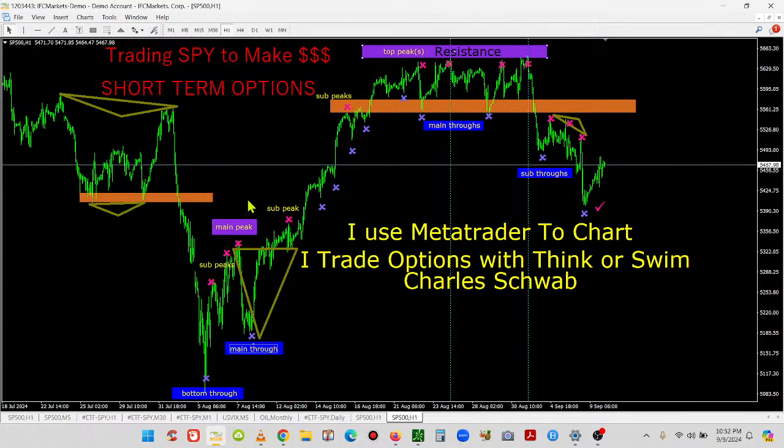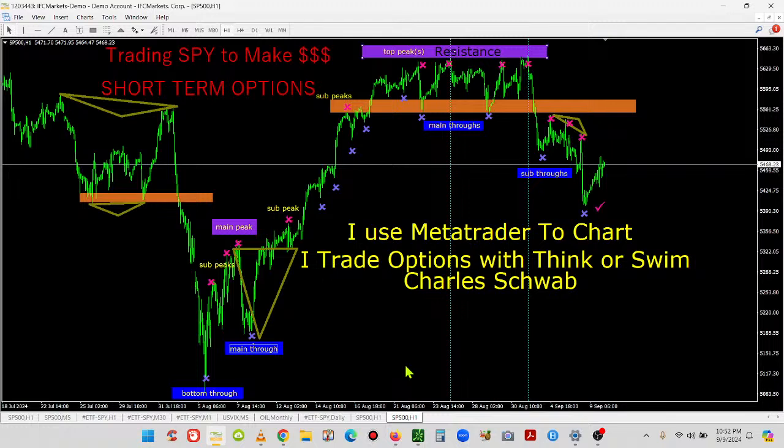So the purpose of this is, as a short-term trader, we want to know what the long-term patterns are. Now this is an hourly chart. When you use an hourly chart, you're looking at the longer-term trend, in my opinion. Now, that's all subjective to who you're talking to.